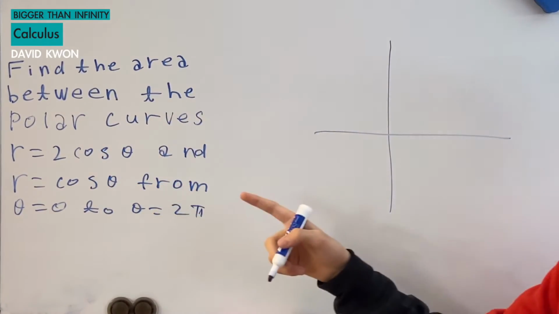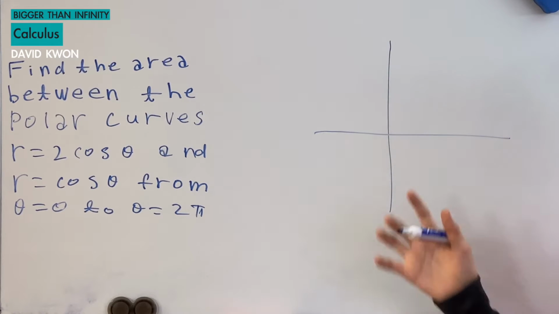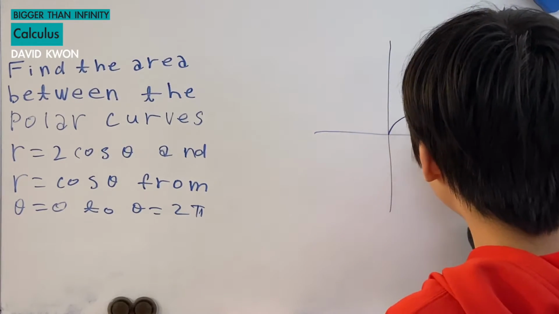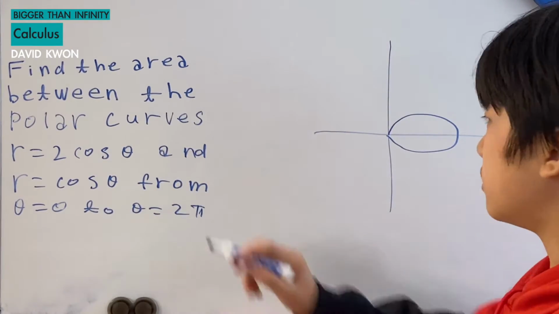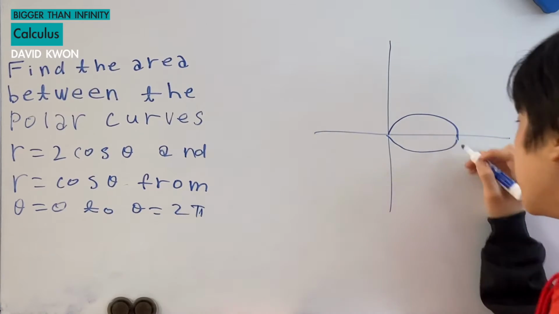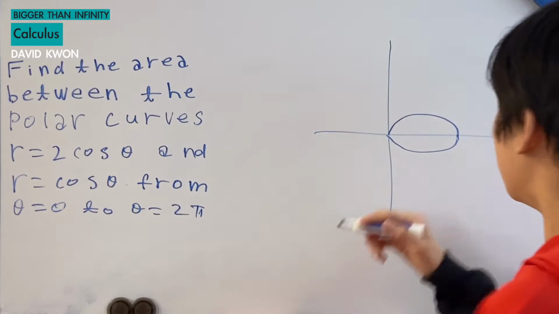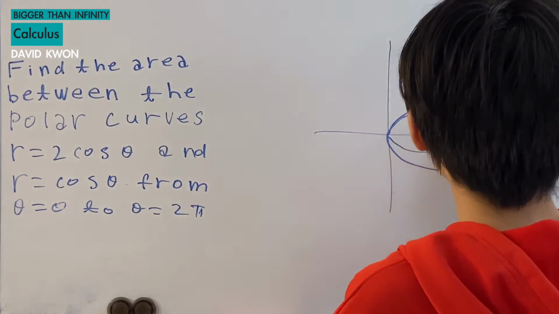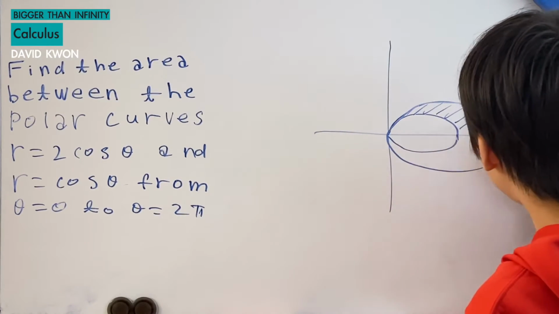Actually graphing it by hand is going to take way too long, so I'm just going to show you how it looks, just a preview, not specific. This small circle is the cosine theta. And for the 2 cosine theta, let's pretend this length is z, then this is going to be 2z, and 2 cosine theta fills that 2z. So it's going to look like this, and the area is this shaded portion.